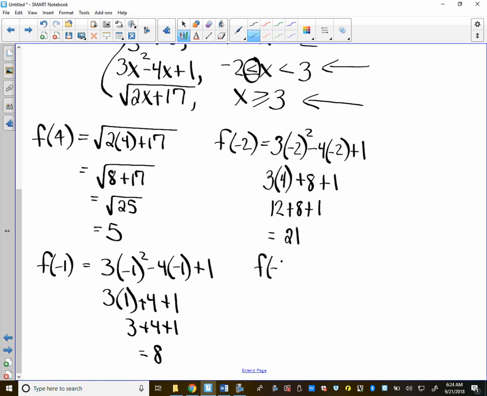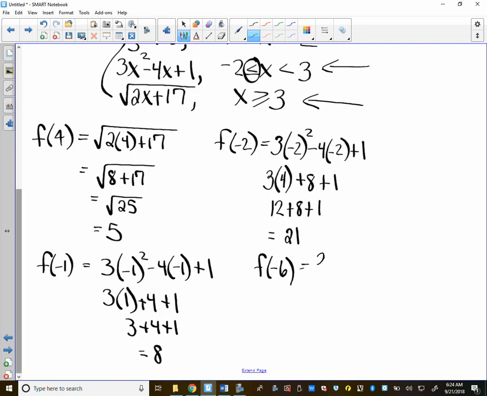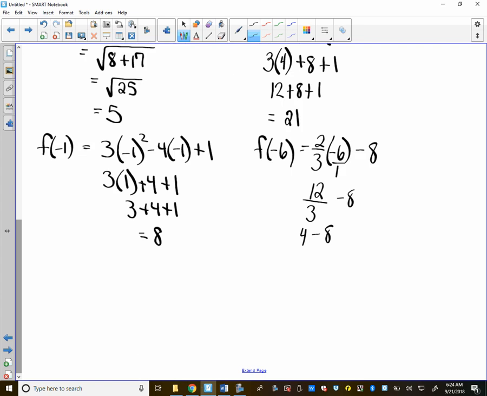2 more. F of negative 6. Pause and figure out where that goes. Negative 6 is between negative 10 and negative 2. So I will use that second linear piece there, the 2/3 x minus 8. So I will have 2/3 times negative 6 minus 8. I guess it was minus 8, not plus 8. Now I'm going to go ahead and multiply the fraction with the negative 6 and then subtract 8. You can put this over 1 to help you with your multiplying there. You're going to get positive 12 over 3, take away 8, which is 4 minus 8, which is negative 4.